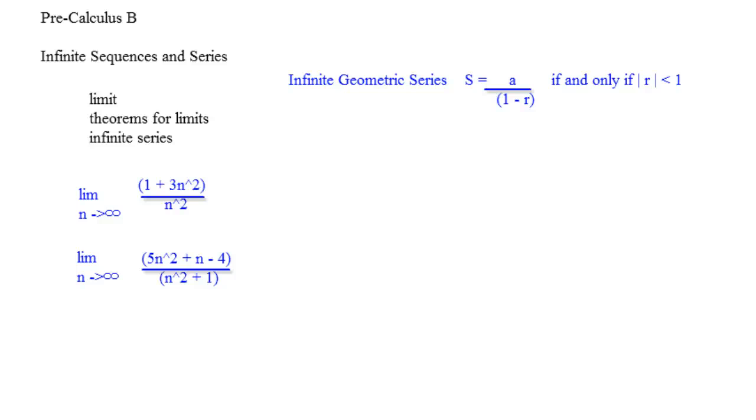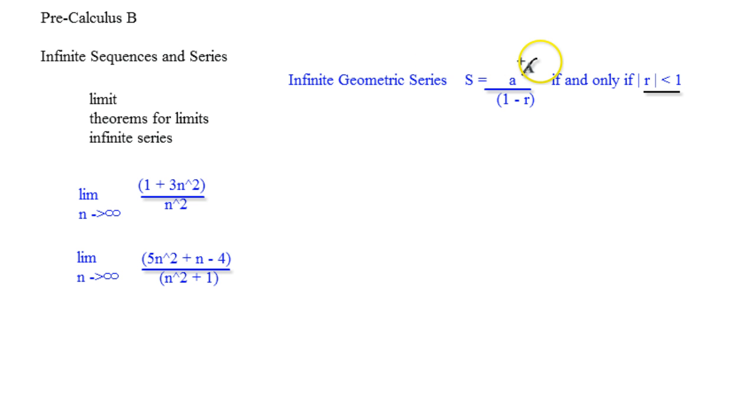Alright, welcome. Today we'll be talking about infinite sequences and series. Now, first off, an infinite geometric series is going to be this. The only time this can happen is if the absolute value of the common ratio is less than 1. If you take a look at this, it actually looks very familiar.